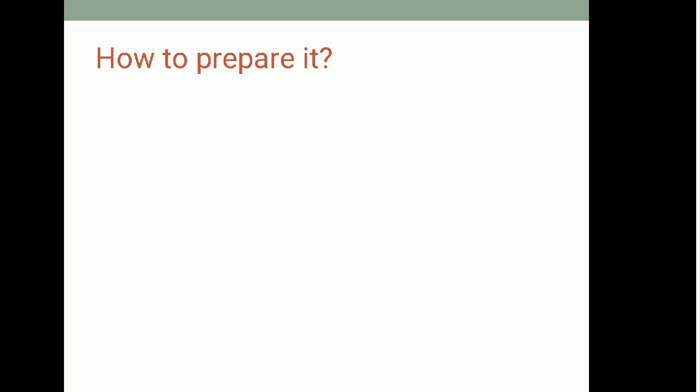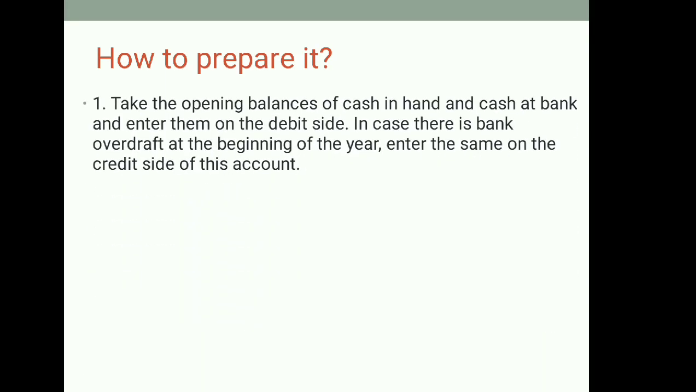How to prepare it? Just take the opening balance of cash in hand and cash at bank and enter them on the debit side. In case there is a bank overdraft at the beginning of the year, enter the same on the credit side of this account. If you remember the single column cash book that I told you about last year, it is exactly the same. At the start of the cash book, we have to provide the opening balance on the debit side, like balance b/d, and if it was a bank overdraft, it should be on the credit side as balance b/d. So it is the same.